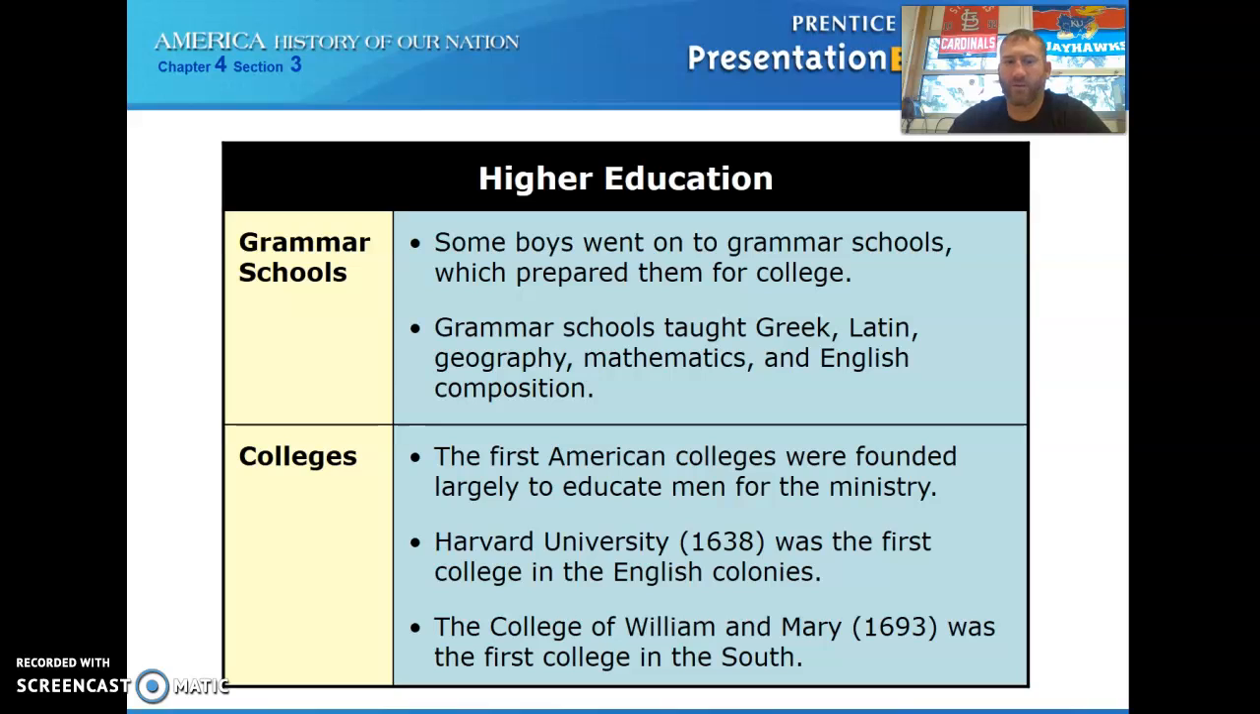Higher education, grammar schools. Some boys went on to grammar schools, which prepared them for college. Grammar schools taught Greek, Latin, geography, mathematics, and English composition. In colleges, the first American colleges were founded largely to educate men for the ministry. Harvard was the first one in 1636, and the College of William and Mary in 1693. I'm sorry, did I say 1638? Whew. In 1693 was the first college in the South.